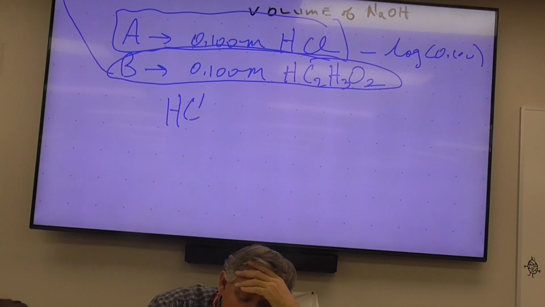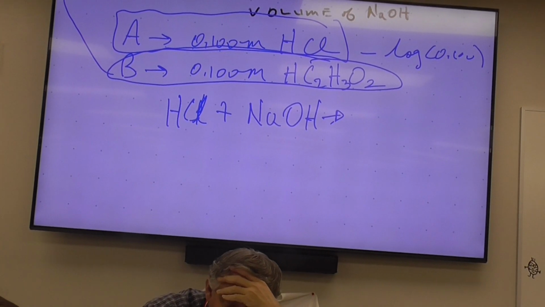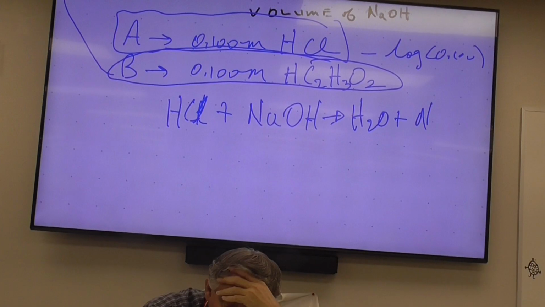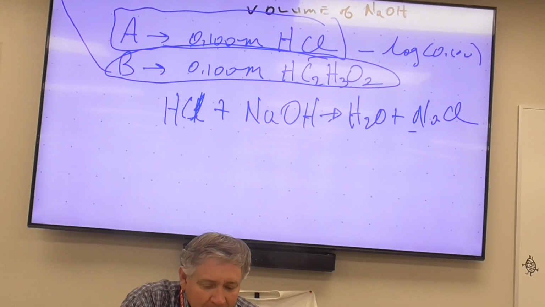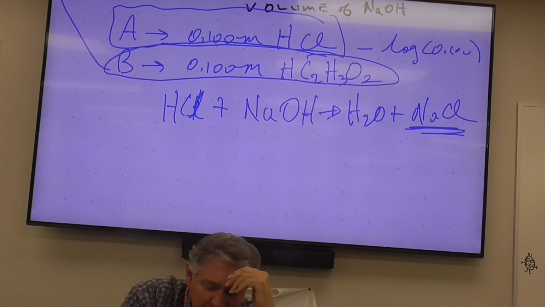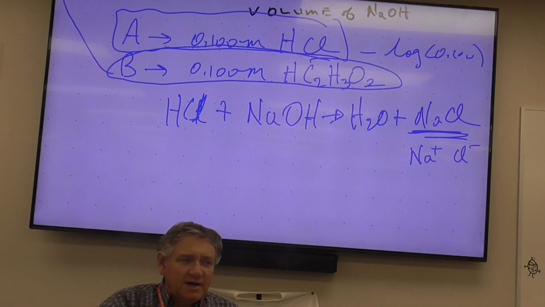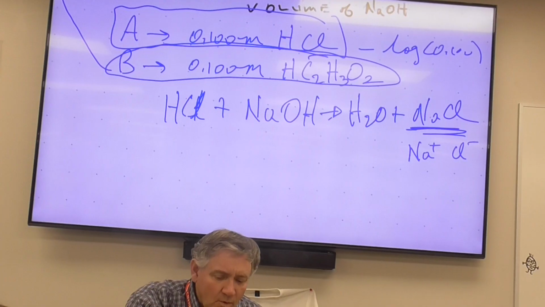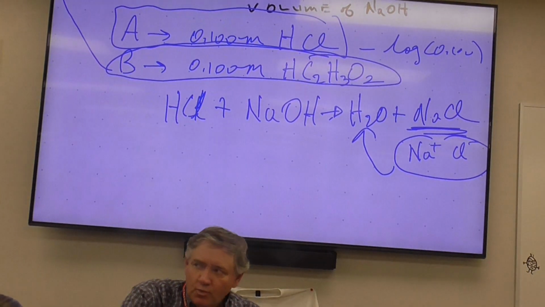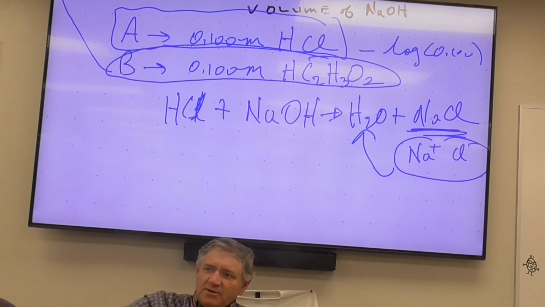If hydrochloric acid reacts with sodium hydroxide, what do you get? Salt and water. You have sodium ions floating around and you have chloride ions floating around. This is important. Are either one of these going to react with the water to alter the number of hydronium ions or the number of hydroxide ions?